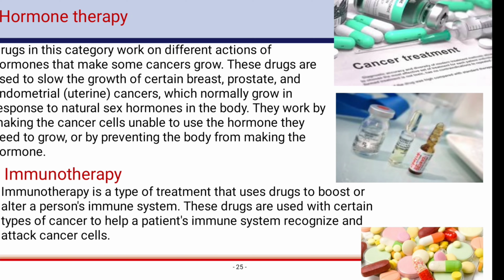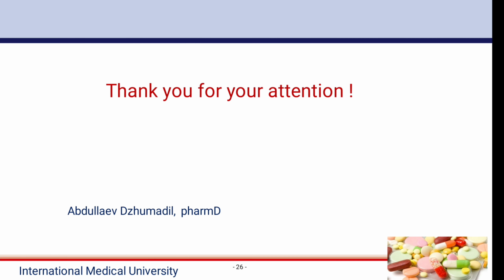Hormone therapy drugs in this category work on the different action of hormones that make some cancers grow. These drugs are used to slow the growth of certain breast and prostate cancers that respond to natural sex hormones in the blood. They work by making the cancer cell unable to use the hormone it needs to grow, or preventing the body from making the hormone. Immunotherapy is a type of treatment that uses drugs to boost a person's immune system. These drugs are used in certain types of cancer to help a patient's immune system recognize and attack a cancer cell. Thank you for your attention.